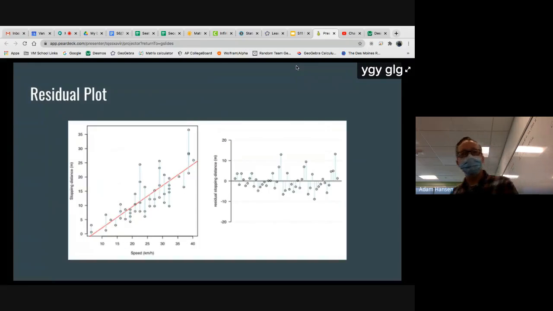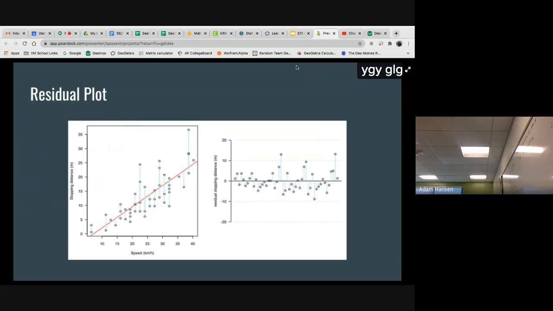Okay, we're going to be doing what's called residual plots. An example of a residual plot is what I have right here. Here is a scatter plot and trend line for the relationship between stopping distance in meters and speed in kilometers per hour. When you're traveling at this distance, how far do you travel after you press the brake before you come to a complete stop? That's going to increase the faster you're going, right? There's a positive relationship there.